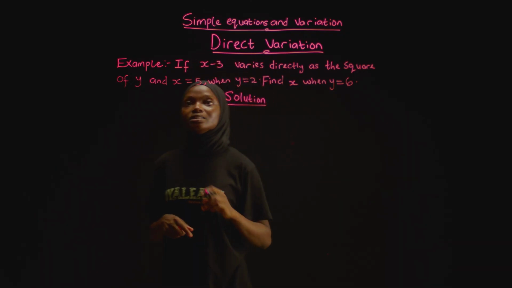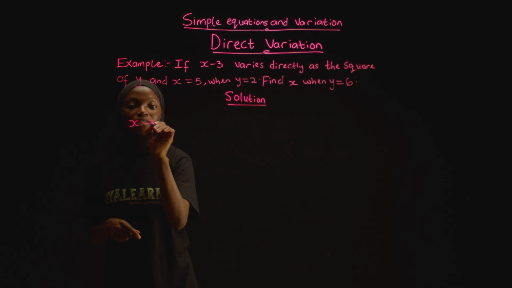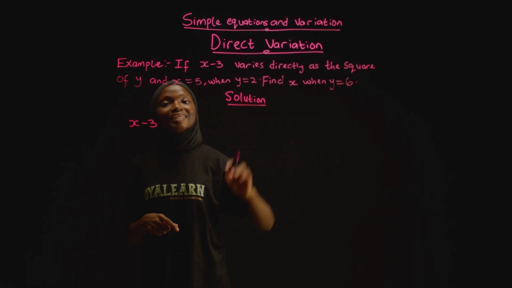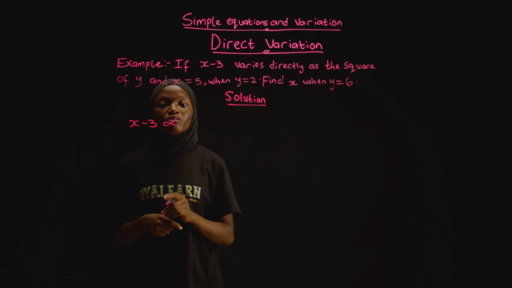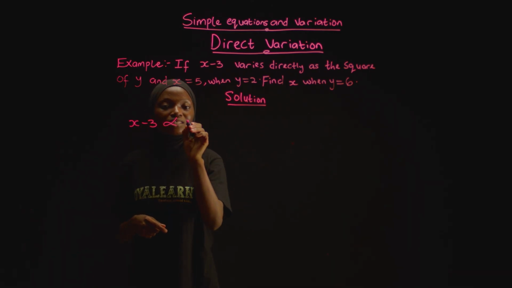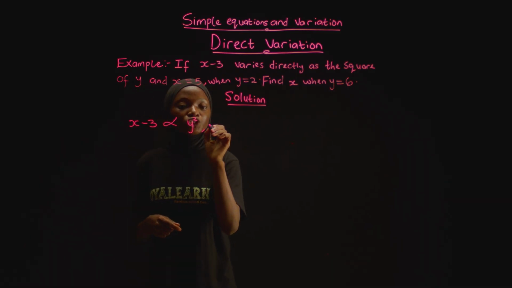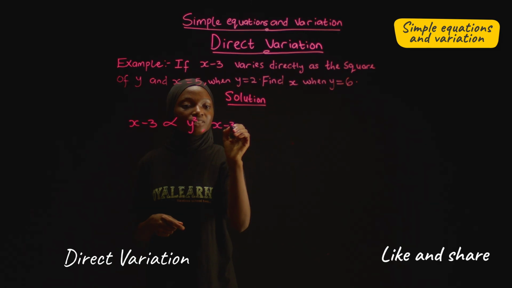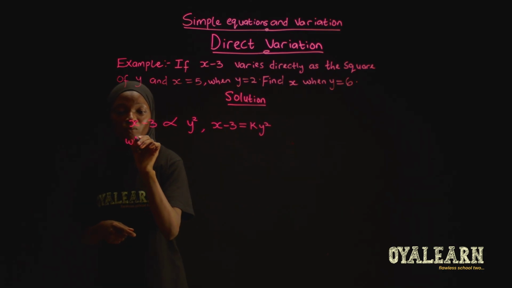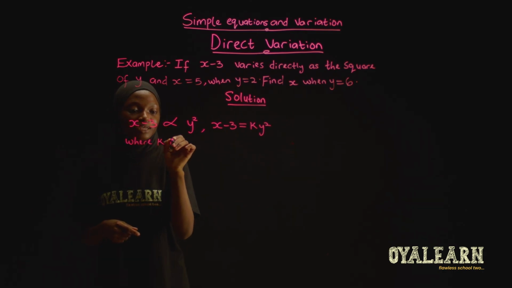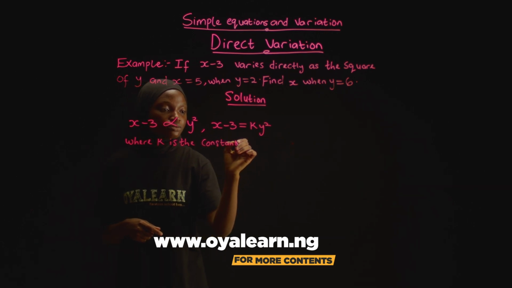We interpret the first line, which says if x minus 3 varies directly as the square of y, that is the symbol for variation, as the square of y, that is y raised to the power of 2. And this, with the introduction of a constant, would give x minus 3 equals k y squared, where k is the constant of variation.